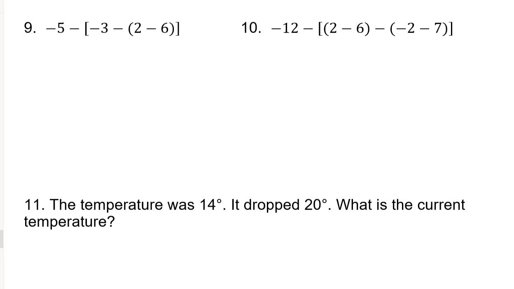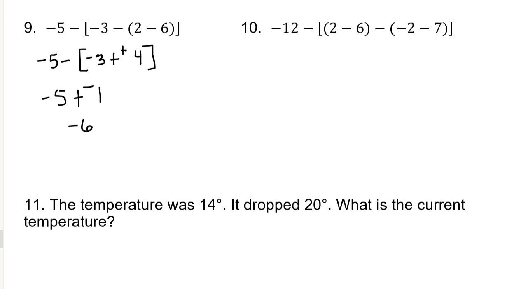Problem number 9, again, I'm going to follow my order of operations. I'm going to bring down the negative 5 and the subtraction sign, and then do what is inside these brackets. And within the brackets, I'm following my order of operations, so I have to do what's inside the parentheses first. So I have 2 minus 6 is negative 4. So now inside my brackets, I have negative 3 minus negative 4. Remember, subtracting is the same thing as adding the opposite. So subtracting a negative 4 is the same thing as adding a positive 4. So inside these brackets, when I simplify this negative 3 plus 4, I get positive 1.